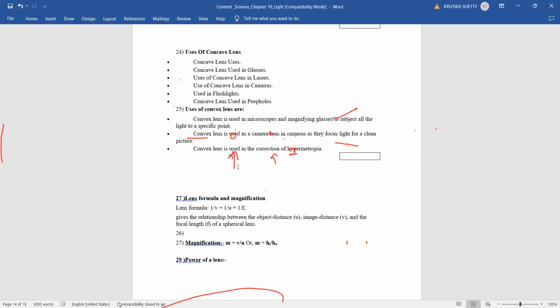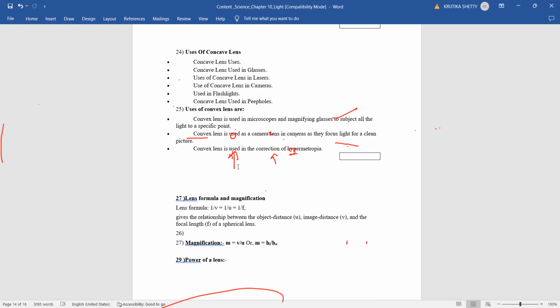Next, converging light rays are seen. Converging means bending towards the focus, and you can see this in convex lenses. Convex lenses are also called converging lenses. The concave lenses are also called diverging lenses.